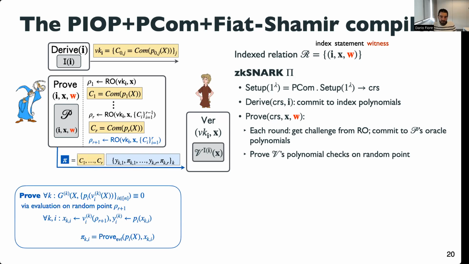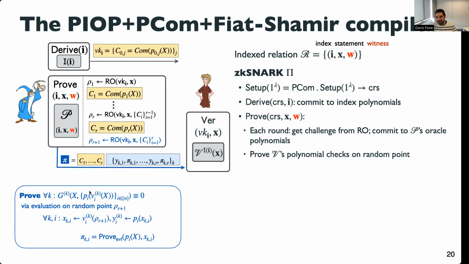Then the last step consists, intuitively, of proving that the polynomial IOP verifier would accept with these polynomials P1 to PR. When we use polynomial commitment to do this, we do it in the following way. Recall that the goal is to prove that for all k, this polynomial is 0. And this is a polynomial equation, so there is an indeterminate x. In order to prove that this holds, we will sample another random point, rho R plus 1.